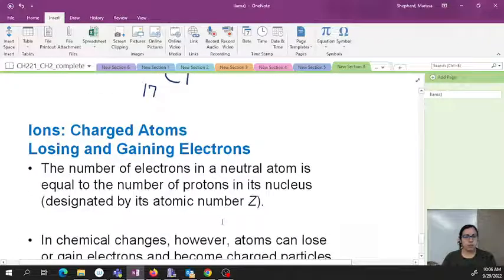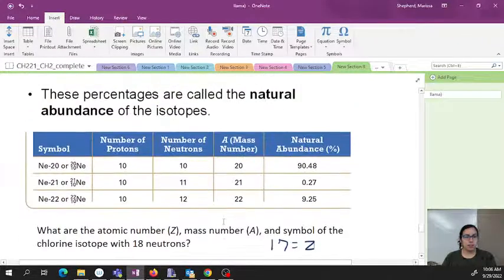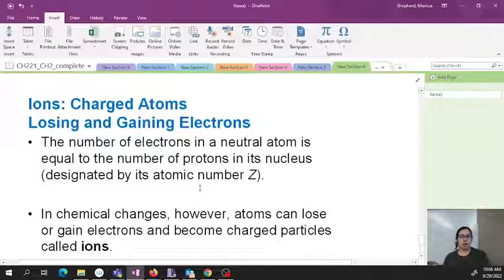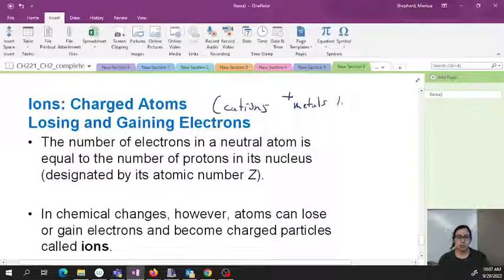So now let's move on to ions. So again, isotopes, right? Different number of neutrons. So those are how those differ. Now ions, this is where we have charged atoms, and so we're going to be either gaining or losing electrons. And so we'll typically see that cations form, and that's going to be a positive charge when metals lose electrons.